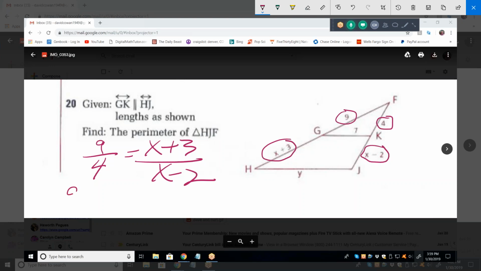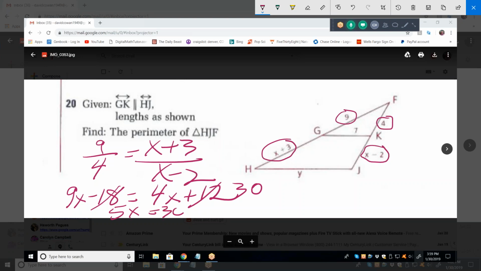9x minus 18 equals 4x plus 12. And then you add 18 to 12, and you get 30. And then it would be 9x equals 4x plus 30. Subtract the 4x. 5x equals 30. So x equals 6. So now we know a lot. We know x. Now, how do we figure out y?